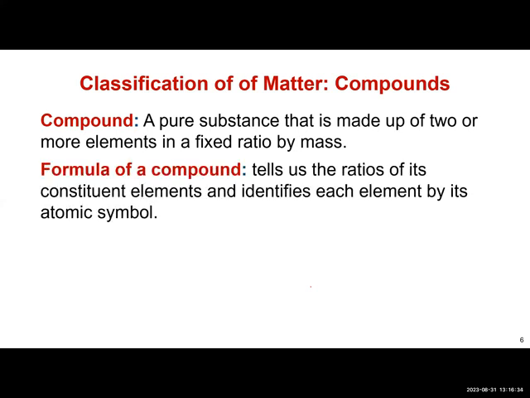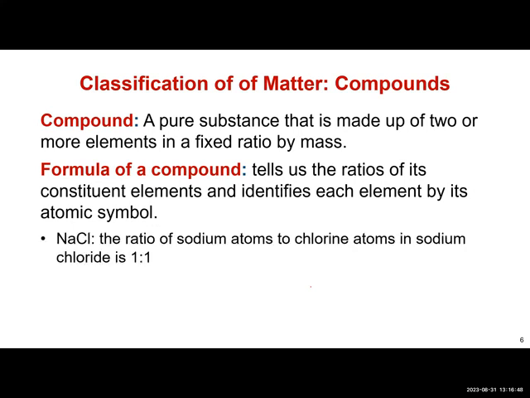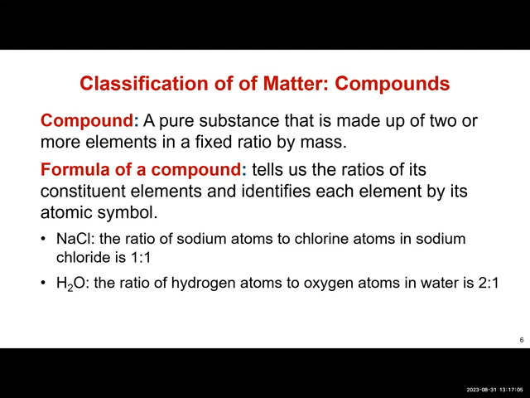The formula of a compound is written using atomic symbols for elements. So that will show the ratio of atoms in the compound. For example, sodium chloride, the ratio of sodium to chlorine atoms is 1:1. Water, the ratio of hydrogen to oxygen is 2:1. So the formula of a compound gives the atomic ratio. Do you have a question?